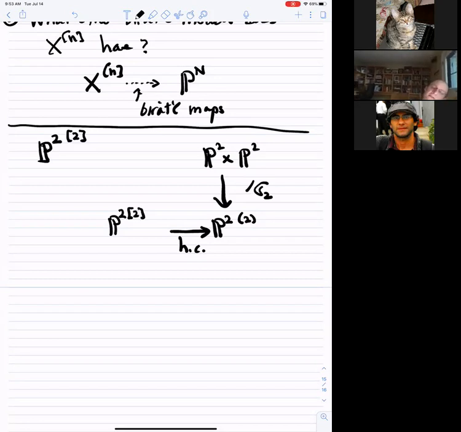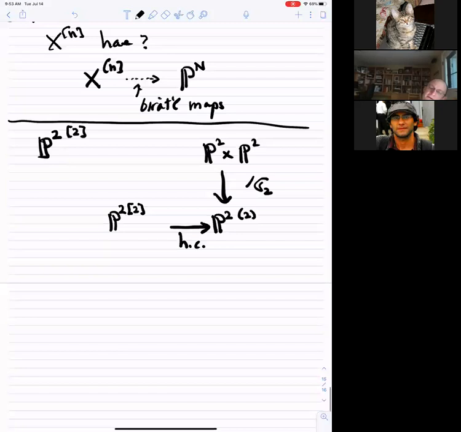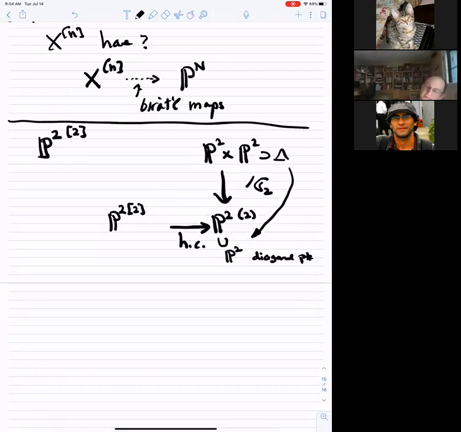Now, you see, here is the way to think about it. In the symmetric product of P2, there is a P2 parameterizing the diagonal points. Or if you want, there is the diagonal. This is the image of the diagonal, right? Now, what the Hilbert scheme's morphism does is that it blows this up.